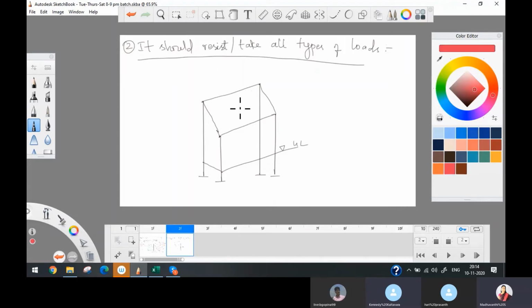Say for example, gravity load will be acting. Gravity load means any load acting in the direction of gravity. That includes your dead load, live load, snow load, etc. There are many other loads also, right? Lateral loads also will be acting, like wind and seismic. So there are multiple loads acting on a building, and the structure should be able to resist or take all these types of loads. Then only it's called a structure, right?